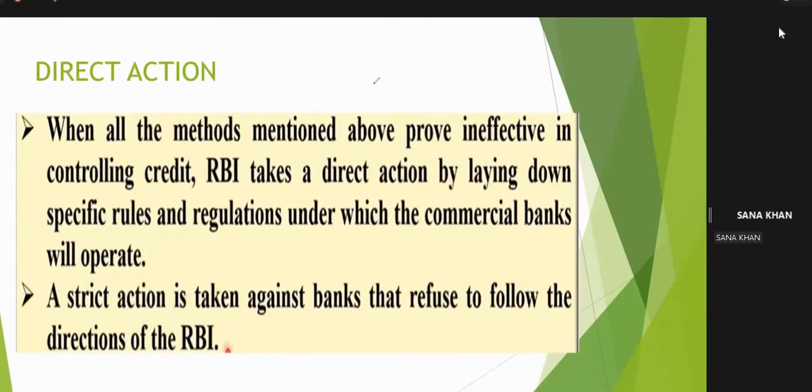And the last one we have is direct action. See, suppose commercial banks are not following the rules and regulations. I can give you a best example. What happened with Vijay Mallya? What did he do? Defaulter. Insolvency. Willful defaulter. He didn't pay. Paid only half of the amount. Banks realized some, but half of the amount has not been realized.